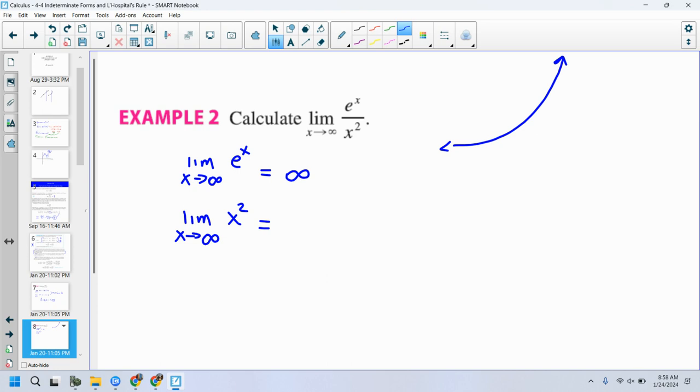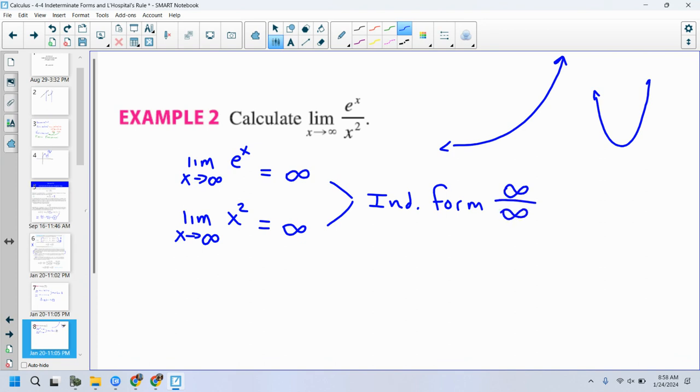What is the limit as x goes to infinity of x squared? Well, on the right side of our quadratic, it also goes up. So I know this is infinite as well. So I can say that this is the indeterminate form of infinity over infinity. Now be careful.